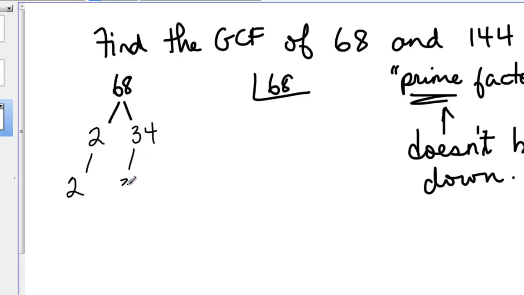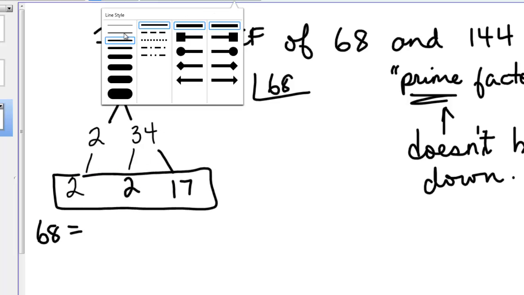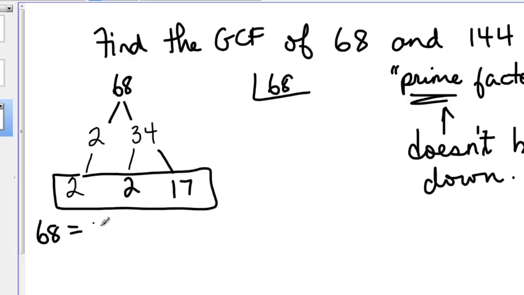What goes into 34? 2. Whoops, I did it again. How many times does 2 go into 34? 17 times. So 68 is really 2 times 2 times 17.